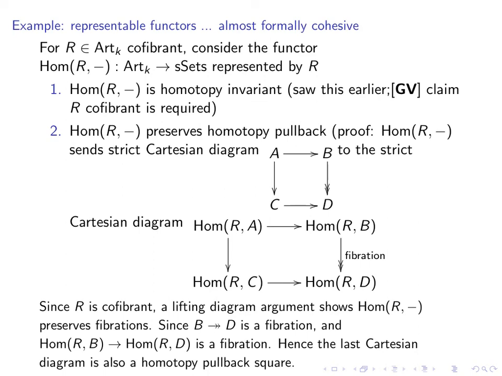Why? Well, we have to check the following. So we start off with a strict Cartesian diagram, apply the Homs out of R functor, we get this other diagram, and since beta d is a fibration, Homs out of R applied to beta d turns out also to be a fibration, and that's because R is cofibrant. A lifting argument applies there.